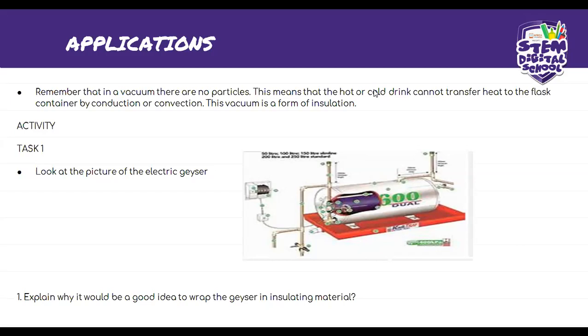So, learners, you are saying it's a good idea. Explain why you should use insulating material on a geyser. You should explain to us how we will use it. So basically, that's what the question is talking about. Yes, you agree that it's a good idea to put it in an insulator, but why are we insulating it? You need to explain that.